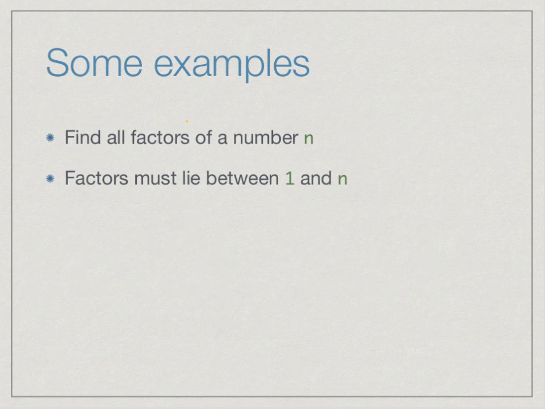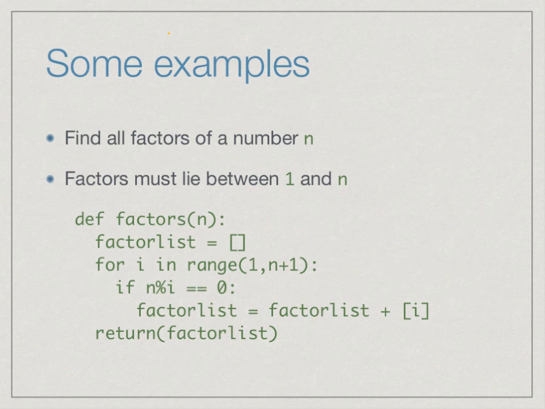So we've already seen a function which computes the factors of a number n. We observed that all the factors must lie between 1 and n, so this is something we can naturally compute using a for loop. We define factors of n as follows. We assume that the list of factors is empty, and for each number in the range 1 to n, if that number is a divisor, a factor of n, we append it to the list of factors, and eventually we return this list. So this is a simple function which just takes the input n and gives back the list of factors of n.